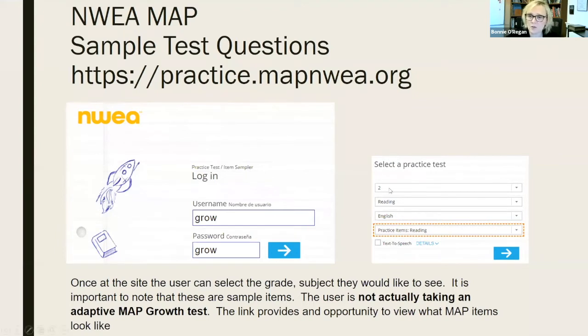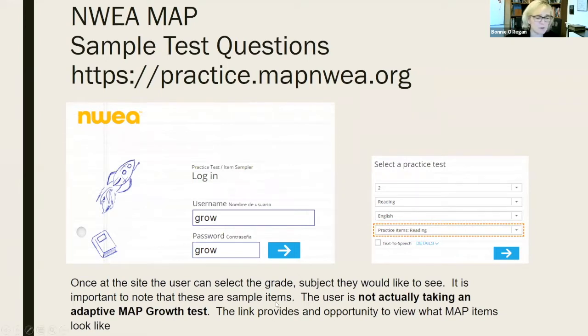So when you go in there, you select grade level 2. Oh, you can play around, select different grade levels if you wish. The questions are basically the same. Then you want to select reading, not language. And then you practice items in reading, and then it will actually go in and you can actually look at the types of questions that they are going to be exposed to.